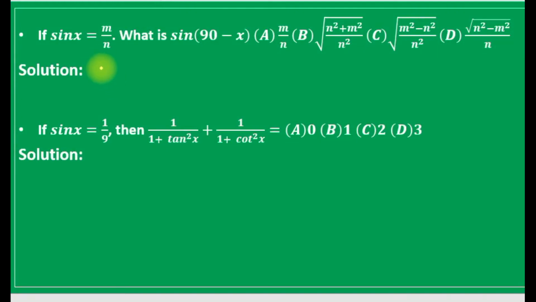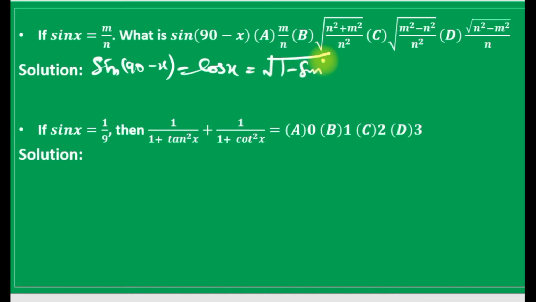From our complementary identity, sine 90 minus x is cos x. So what we are asked to find is cos x. And from our Pythagorean identity, cos x is square root 1 minus sine squared x.